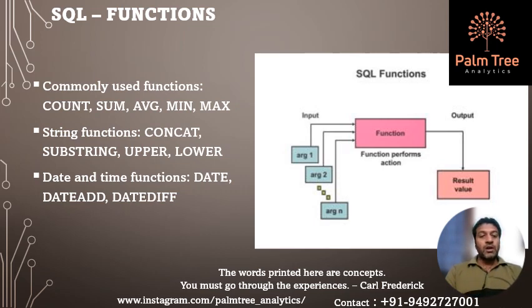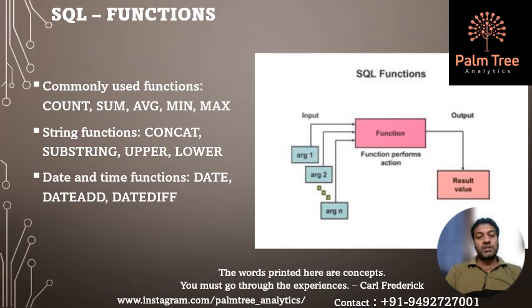Then string functions. SQL provides functions for manipulating text data. Concat is for concatenating strings. Substring extracts a portion of a string. The upper and lower functions convert text to uppercase and lowercase respectively.